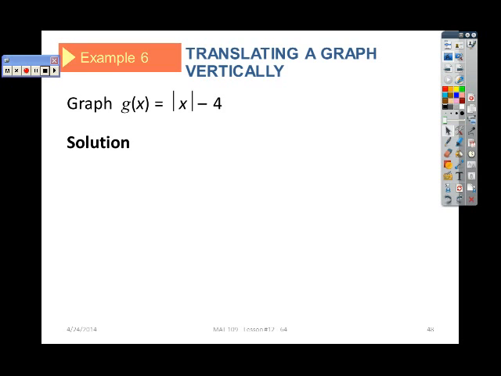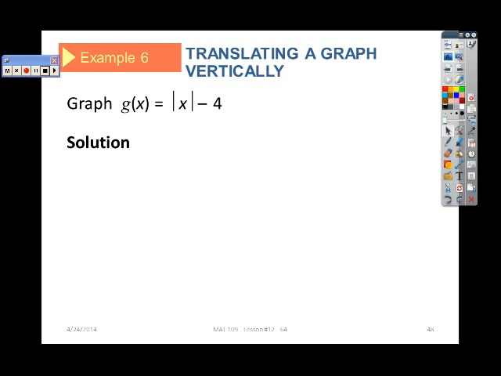Okay, so we've looked at some basic shapes. We've looked at doing a couple of things with them. We've stretched them or shrunk them. We've reflected them. And we've looked at some things like symmetry and odd and even. Let's add another one. Let's add a translation. Let's go back to that basic V shape of the absolute value.